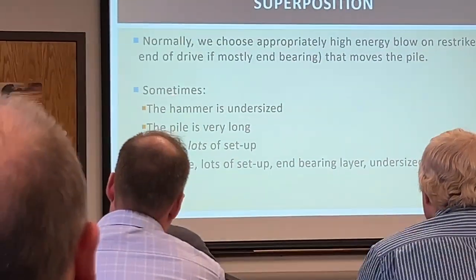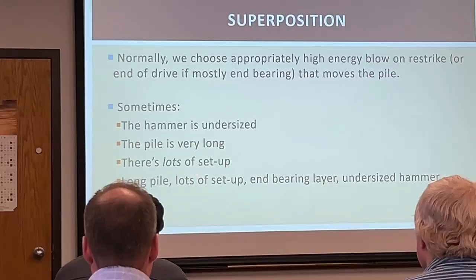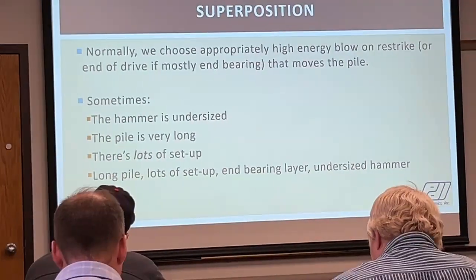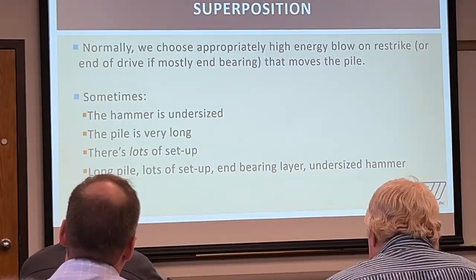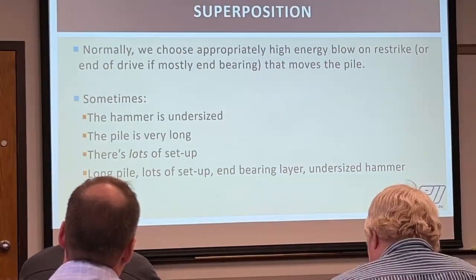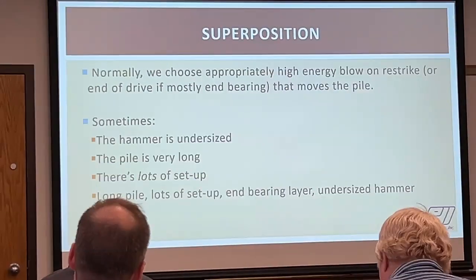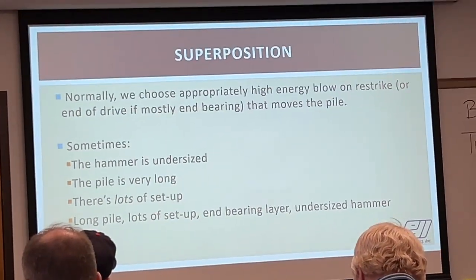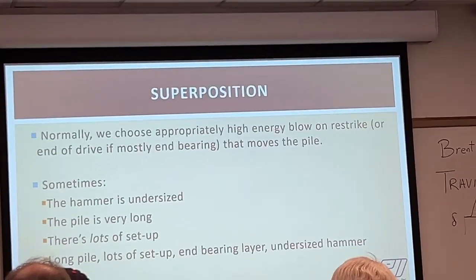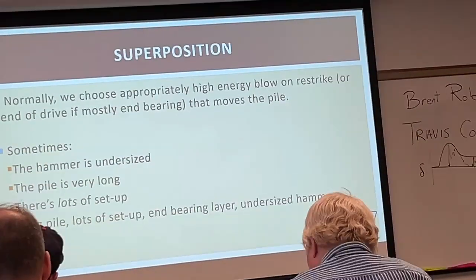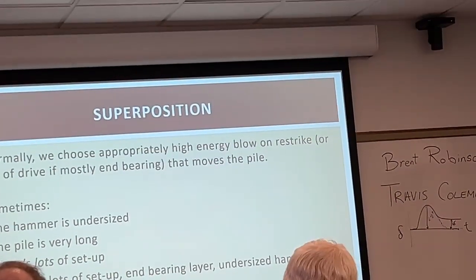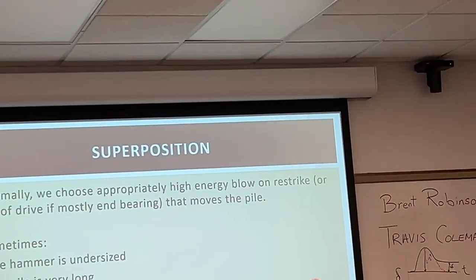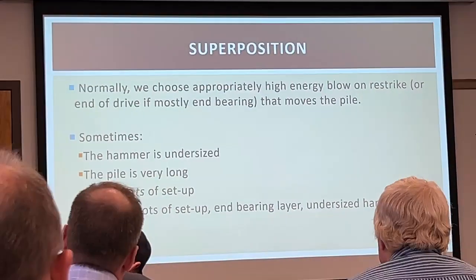Sometimes though, the hammer isn't big enough, the pile is really long, there's a lot of setup, or all four. And so we may have a scenario where it's a really long pile, there's lots of setup, we have end bearing layers that we're interested in, and the hammer is a little small. Well, I think we tell them to qualify the hammer by 165%, so they're just meeting our criteria, not going for more. And that's good, unless you get a lot more resistance than you thought you did.